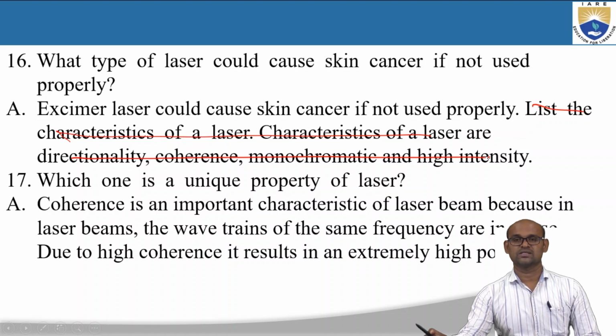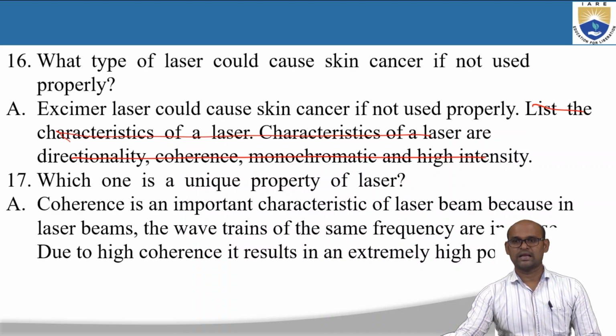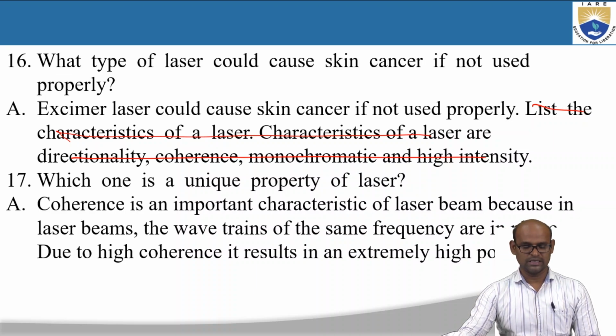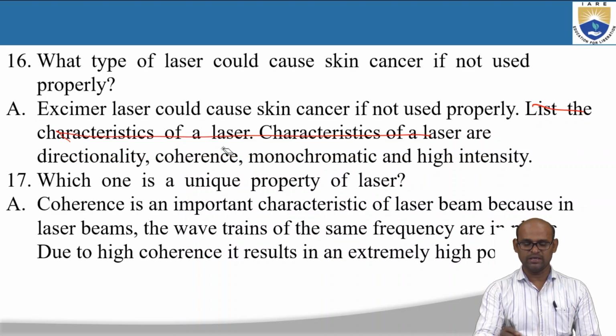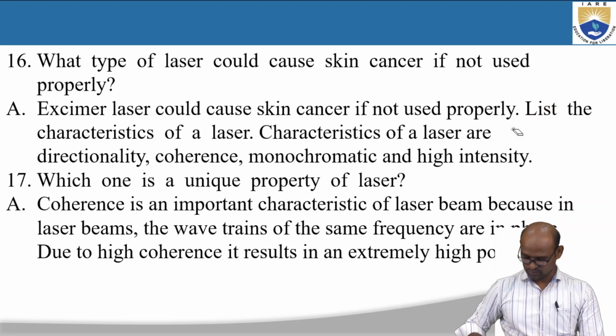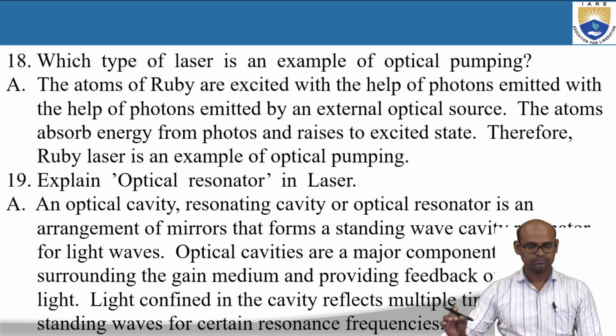So these are the characteristics of laser, 4 characteristics. Which one is a unique property of laser? Coherence is an important characteristic of a laser beam because in laser beams the wave trains of the same frequency are in phase. Due to high coherence, it results in an extremely high power. So coherence is an important property of lasers.